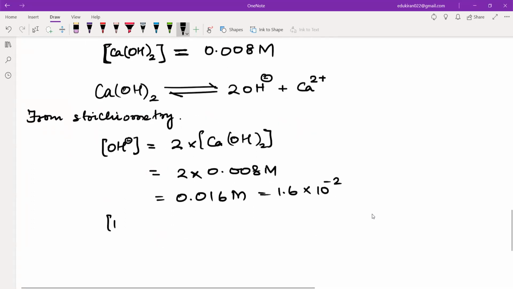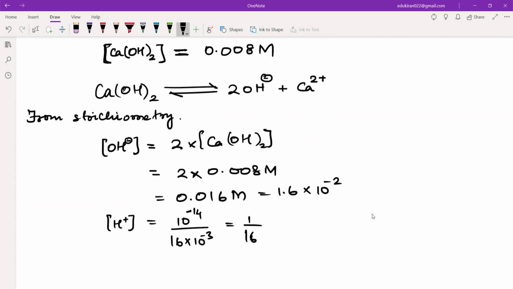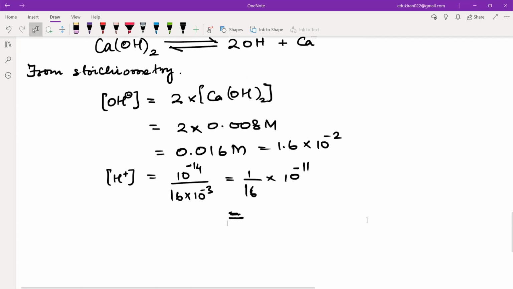Now also you can write the concentration of H plus, which will be equal to 10 to the power minus 14 divided by the concentration of OH negative. I can write 16 into 10 to the power minus 3, which will be 1 upon 16 into 10 to the power minus 11. So 1 upon 16 means 1 upon 4 into 1 upon 4. 1 upon 4 means 0.25. So 0.25 into 0.25 is 0.0625.